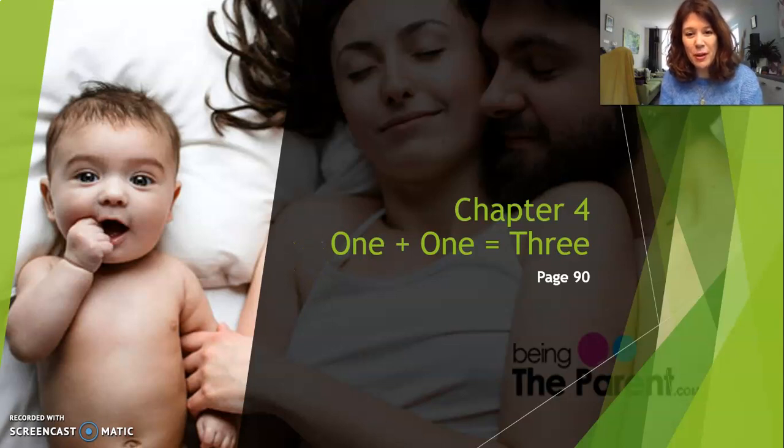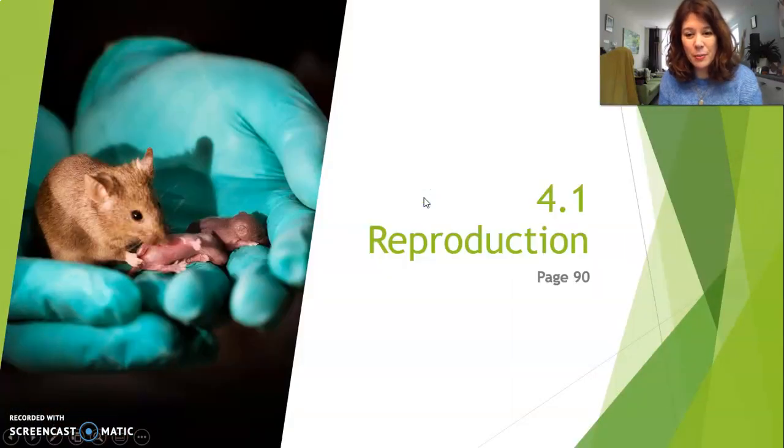Today we're going to talk about Chapter 4, 1 plus 1 is 3. It starts on page 90 in your workbook. So let's start on page 90 with section 4.1. This is about reproduction.